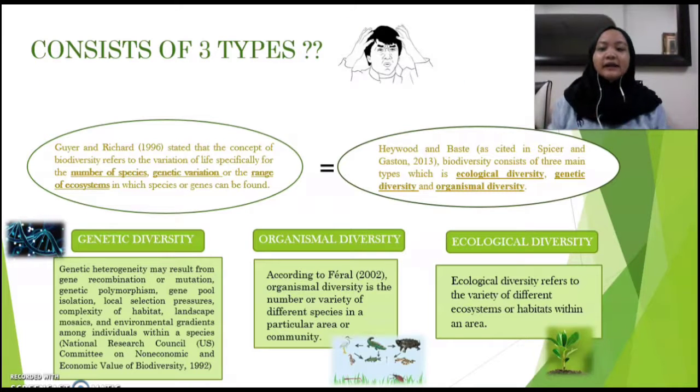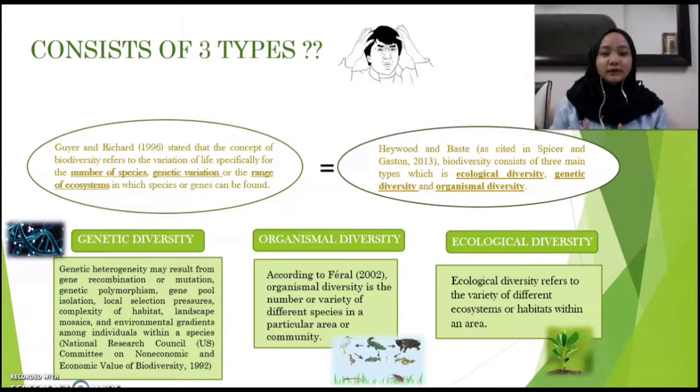Next, Geyer and Richard 1996 stated that the concept of biodiversity refers to the variation of life, specifically the number of species, genetic variation, or the range of ecosystems in which species or genes can be found, similar to what has been proposed by Hayward and Betts, that biodiversity consists of three main types, which are ecological diversity, genetic diversity, and organismal diversity.